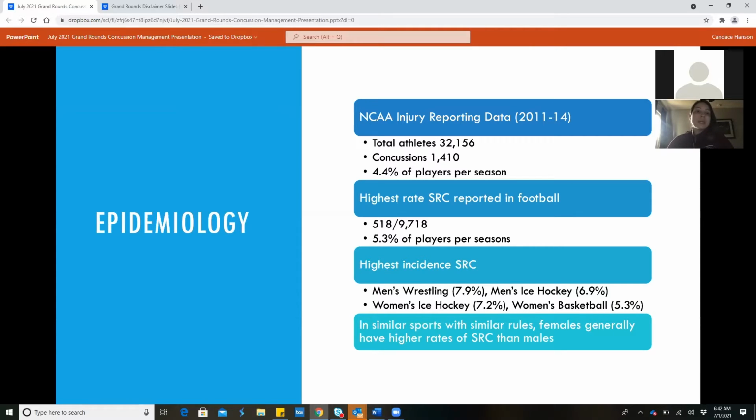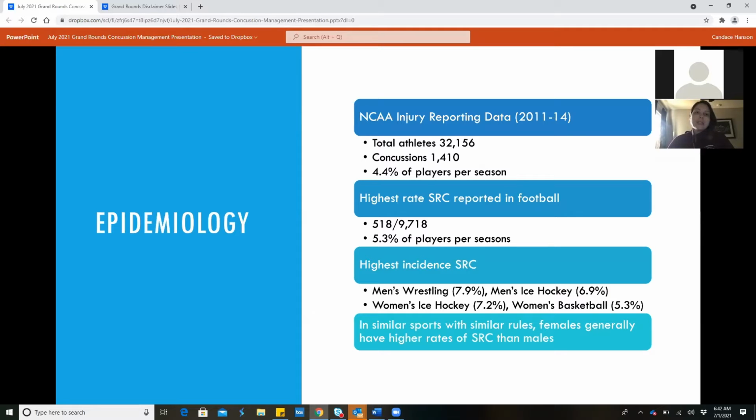However, this is mostly because the largest number of college athletes play football, so it's just a higher rate because we have more players. The highest incidence occurs in other sports. Traditionally, we've quoted women's ice hockey as being the highest incidence, but in these particular years for NCAA, it was actually men's wrestling that had the most concussions. That's definitely a sport that maybe we don't pay as much attention to as being high risk. I found that very interesting, and it's something we should be paying a little more attention to, I think. So 7.9% of wrestling athletes per season suffered a concussion.